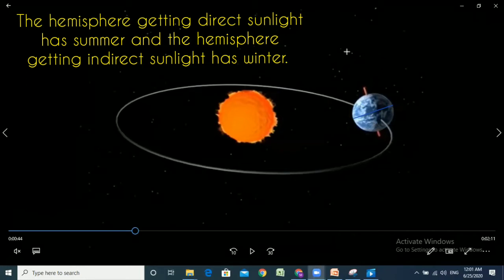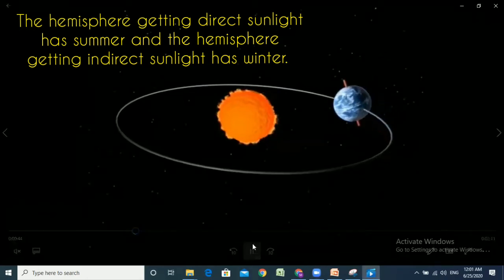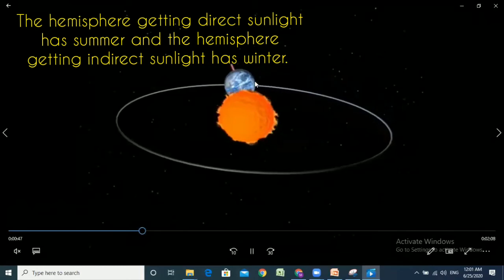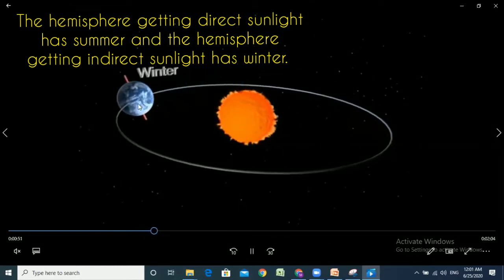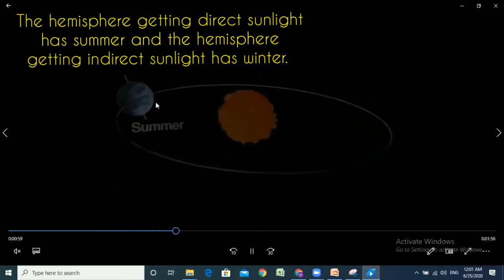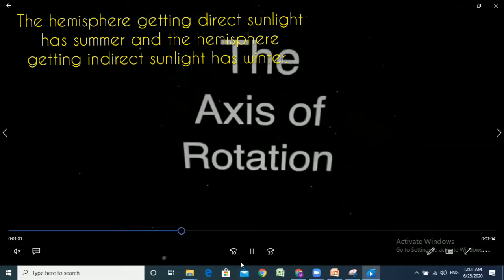Let's see how it revolves and how it looks. Look, it's going here. It comes now. Look, here in the northern hemisphere it is winter because we have indirect sunlight, but in the southern hemisphere we have direct sunlight.